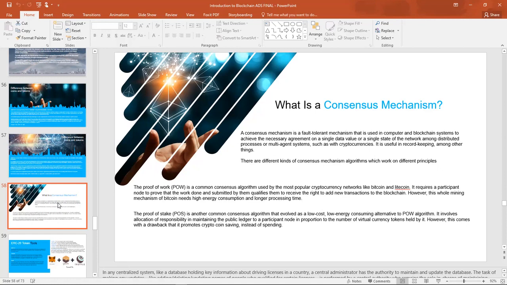Proof of stake is another common consensus algorithm that evolved as a low cost, low energy consuming alternative to proof of work algorithm. It involves allocation of responsibility in maintaining the public ledger to a participant node in proportion to the number of virtual currency tokens held by it. However, this comes with a drawback that it promotes crypto coin saving instead of spending.